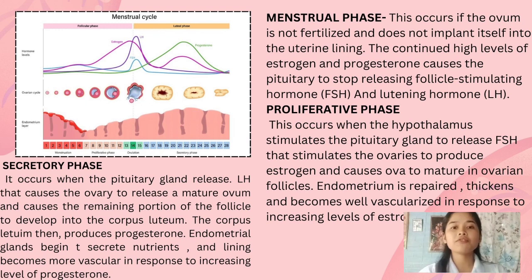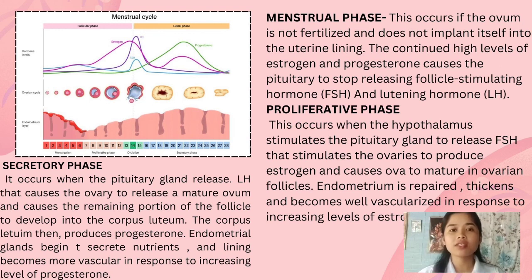And now the proliferative phase. This occurs when the hypothalamus stimulates the pituitary gland to release FSH, which stimulates the ovaries to produce estrogen and causes the ovary to mature ovarian follicles. The endometrium is repaired, thickens, and becomes well vascularized in response to increasing levels of estrogen.